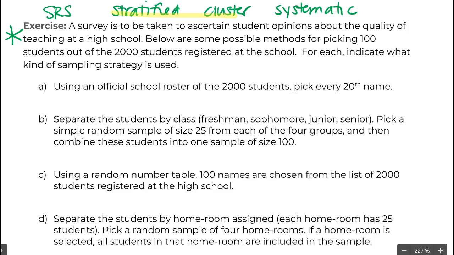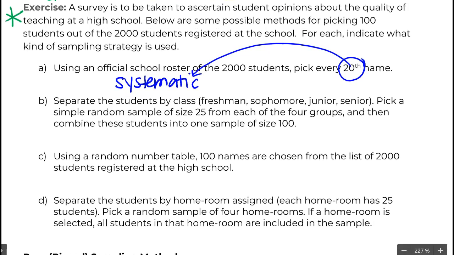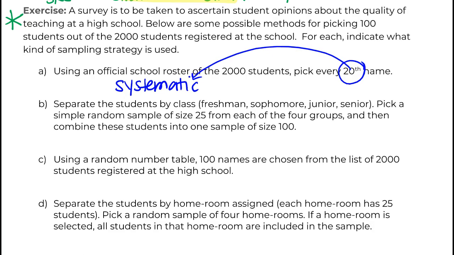So coming back from the pause, A says we're going to pick every 20th name. That 20th tells us we're dealing with systematic, right? Simple random sampling with a system. You're going to hope that I put this one on the exam because I think it's the easiest to spot. Boom.